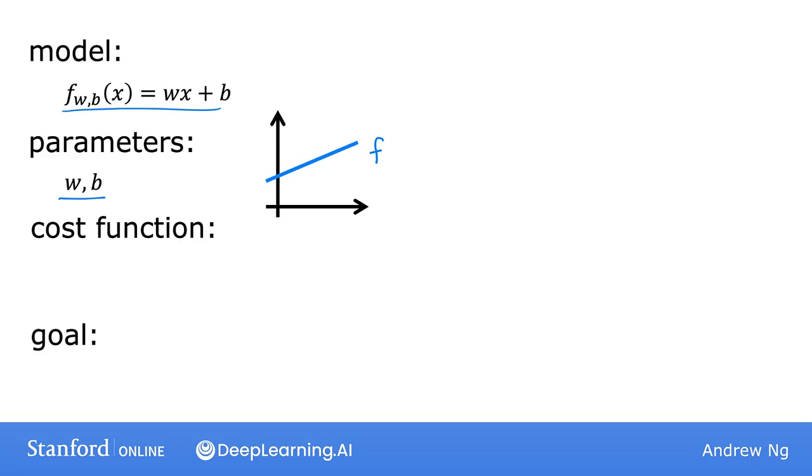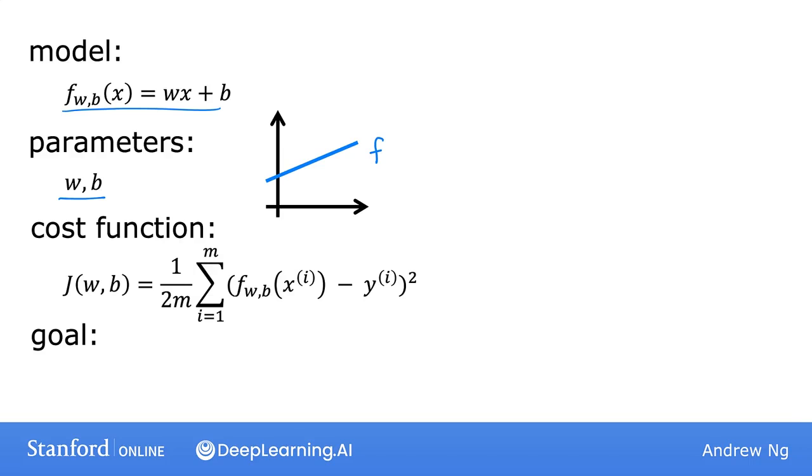To measure how well a choice of w and b fits the training data, you have a cost function J. And what the cost function J does is, it measures the difference between the model's predictions and the actual true values for y. What you see later is that linear regression would try to find values for w and b that make J of w, b be as small as possible. In math, we write it like this. We want to minimize J as a function of w and b.